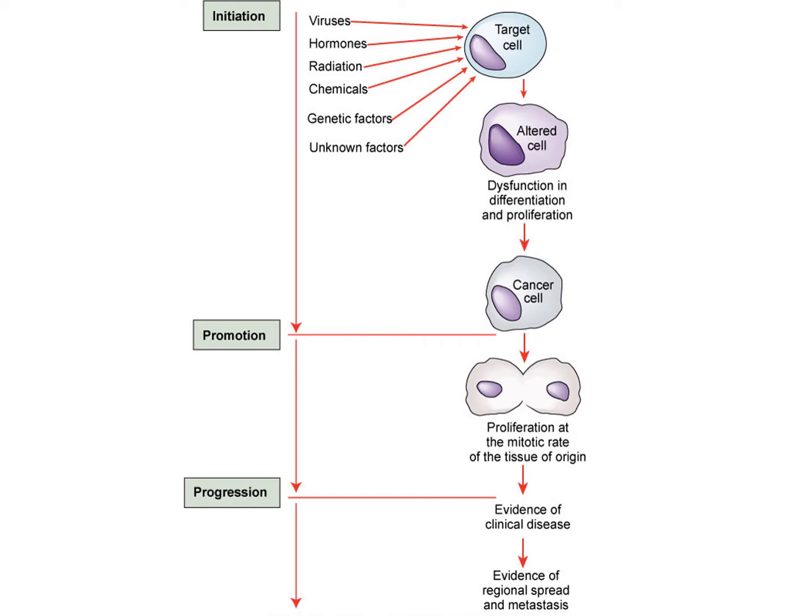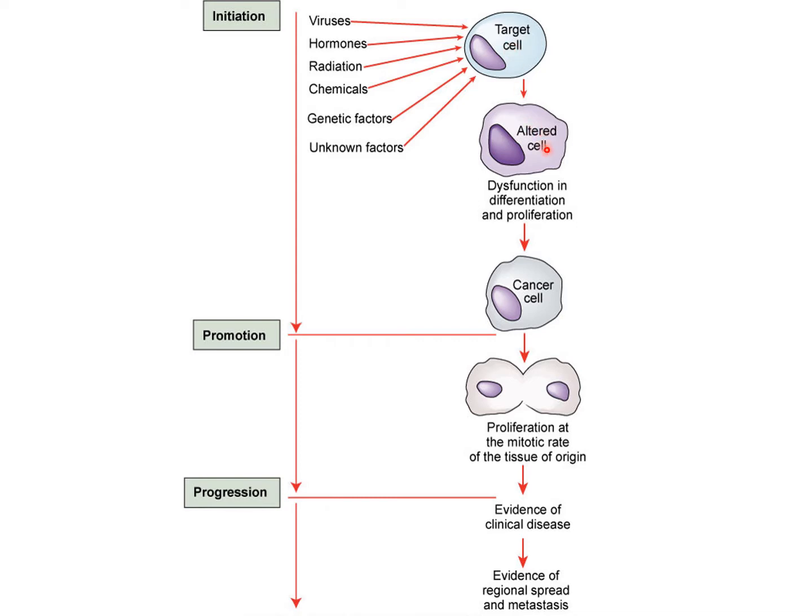So once again, we don't know 100% what causes cancer in a lot of cases, right? So you don't care what the causative agent is, once again. So you have all of these different things over here that can cause issues in your target cell. So it could be viruses, it could be hormones, it could be radiation, chemicals, genetic factors, and unknown factors. We don't know. But something initiates this process on your target cell, and some type of mutation starts to happen.